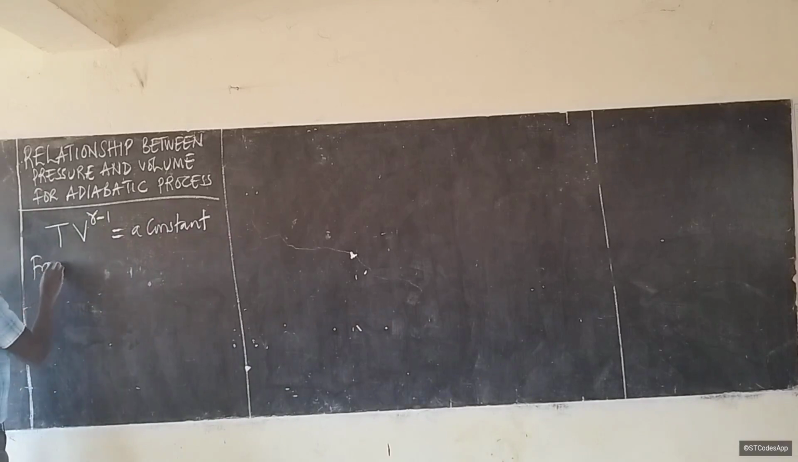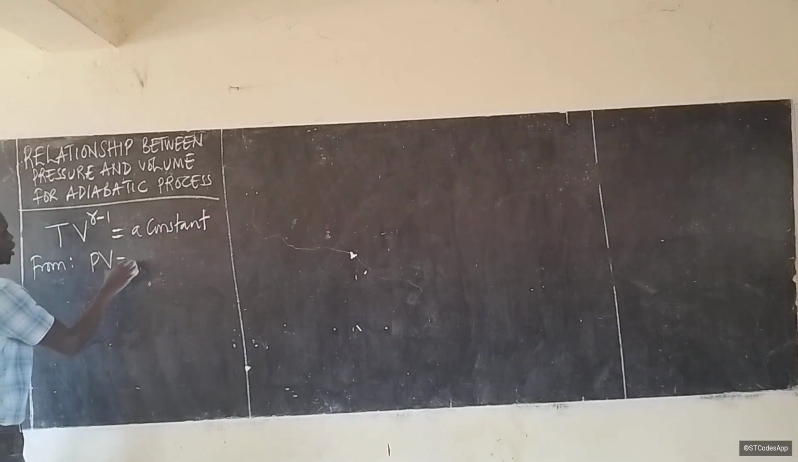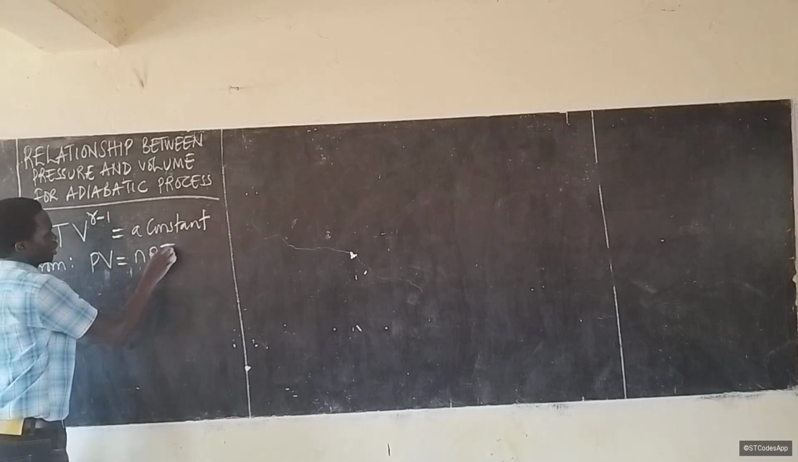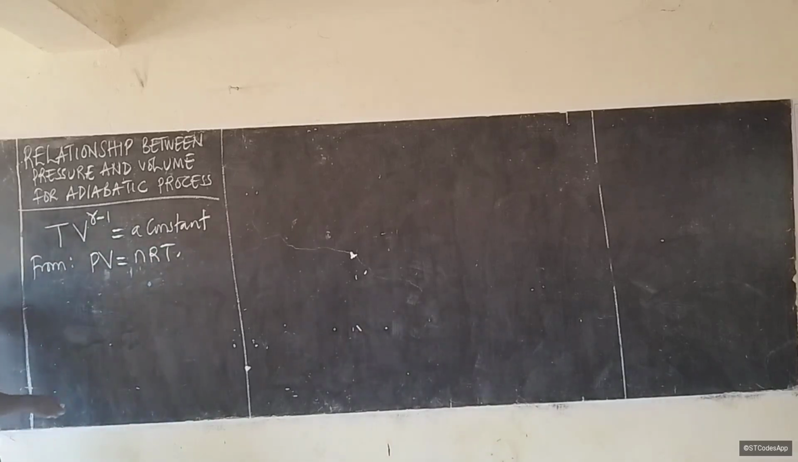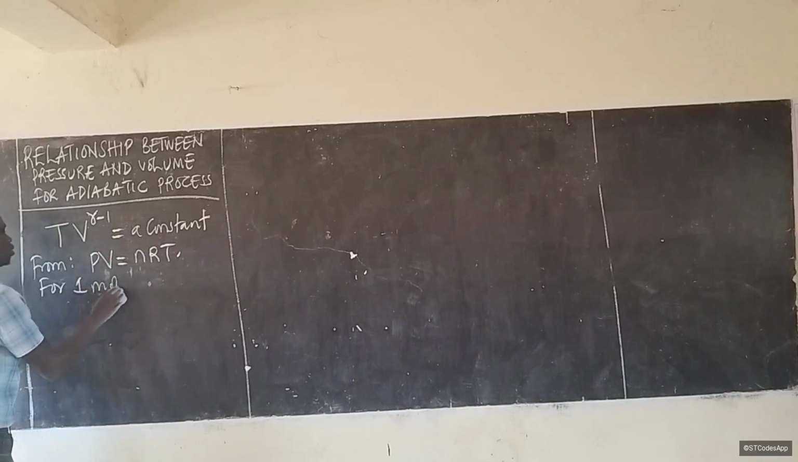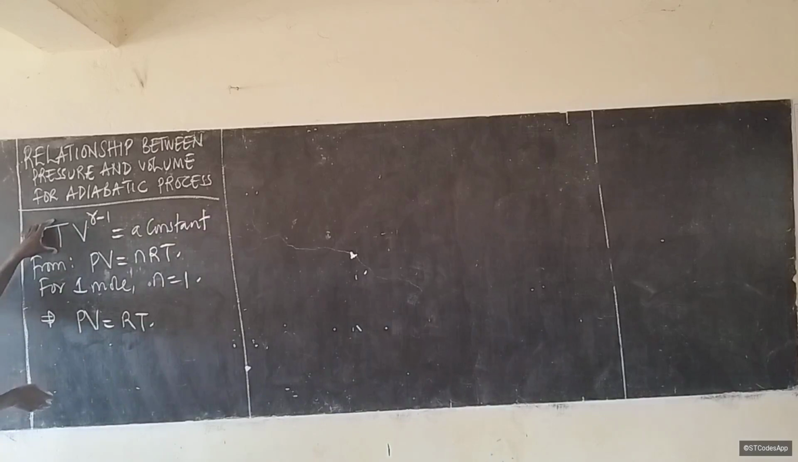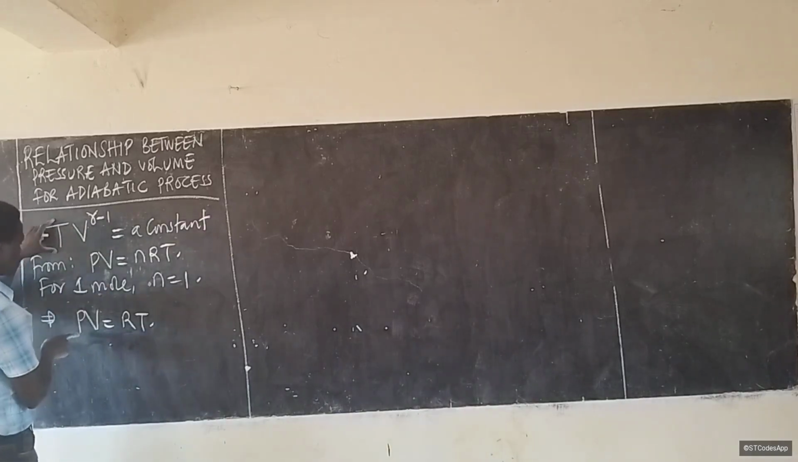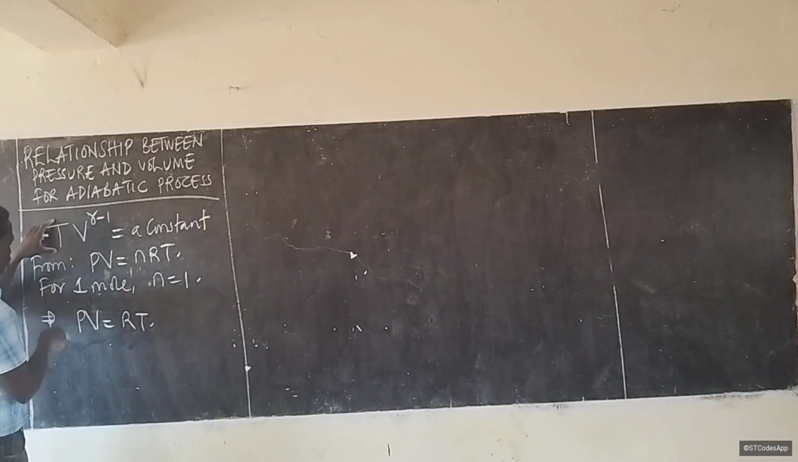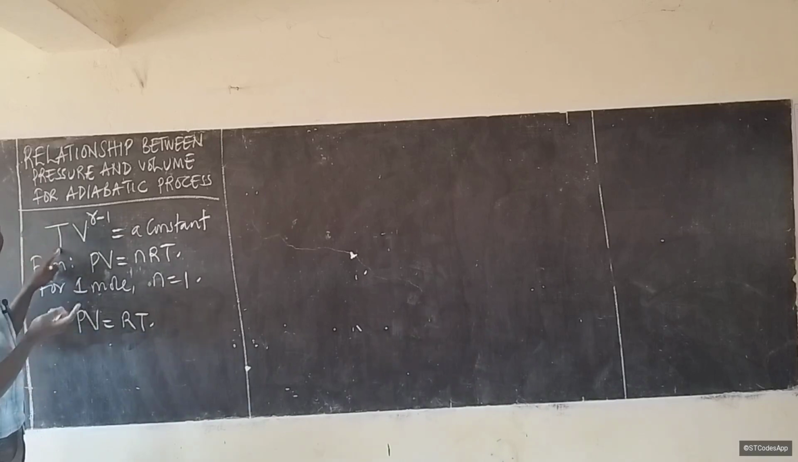So from PV equal to nRT, this is the ideal gas equation. In this case, for 1 mole, we shall have n equal to 1. So this implies that PV equals RT. In this case, what we want is the relationship between pressure and volume, but the T, we don't have it.